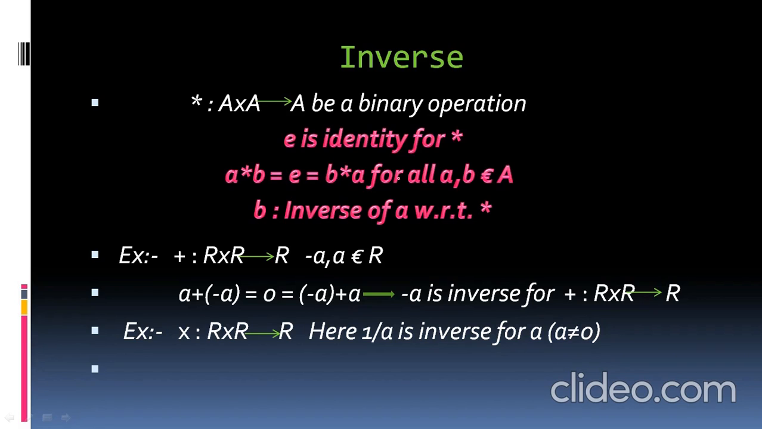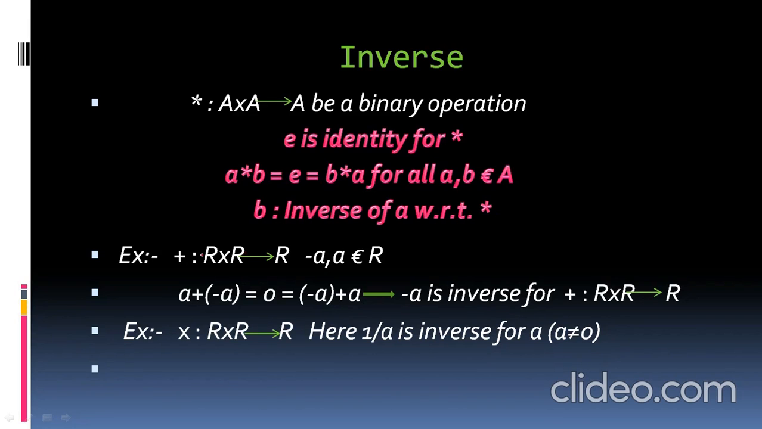What does it mean? B will be an inverse of A if we apply the binary operation on A and B, that is A star B, and if we get the result as identity of the binary operation, and if we change the order, that is, if we apply B star A, again we get the identity element, then we say that B is inverse of A with respect to star.